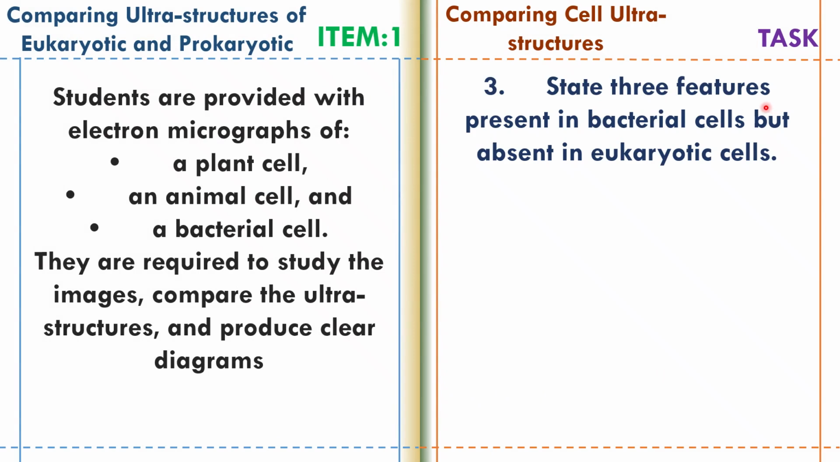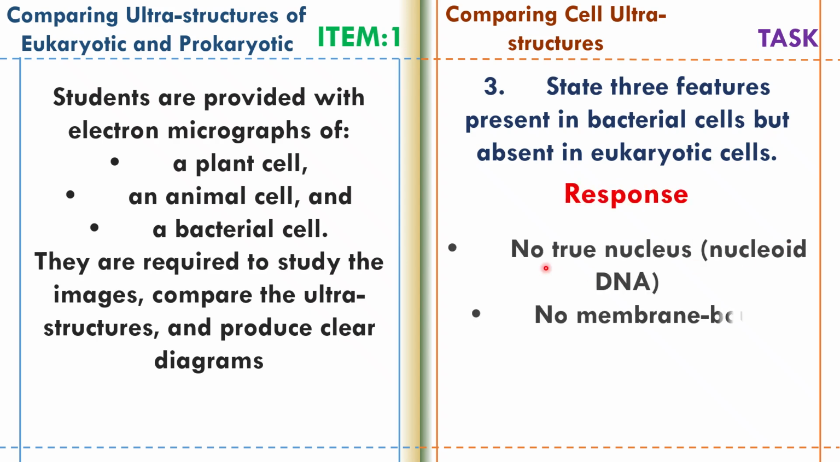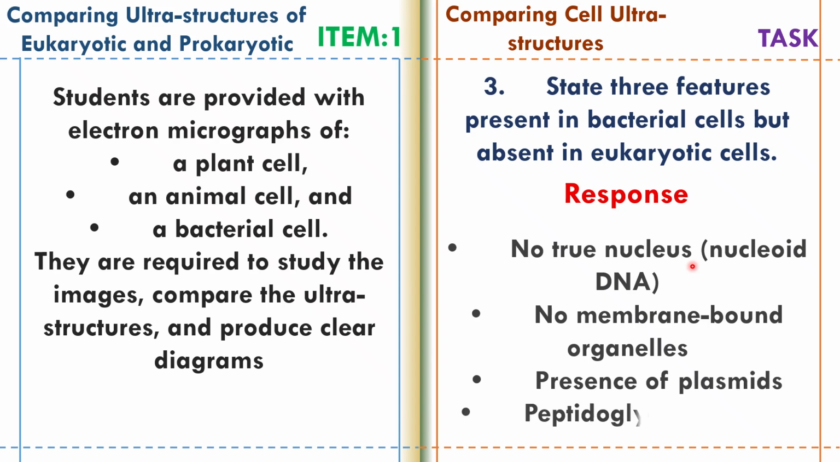State 3 features present in the bacterial cells but absent in eukaryotic cells. No true nucleus, nucleoid DNA, no membrane-bound organelles, presence of plasmids, peptidoglycan cell wall.